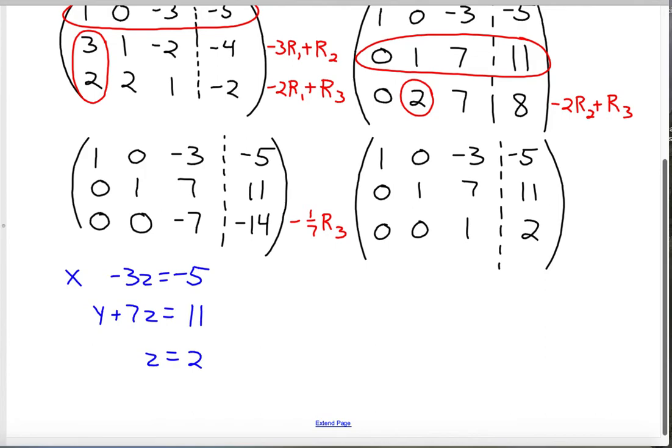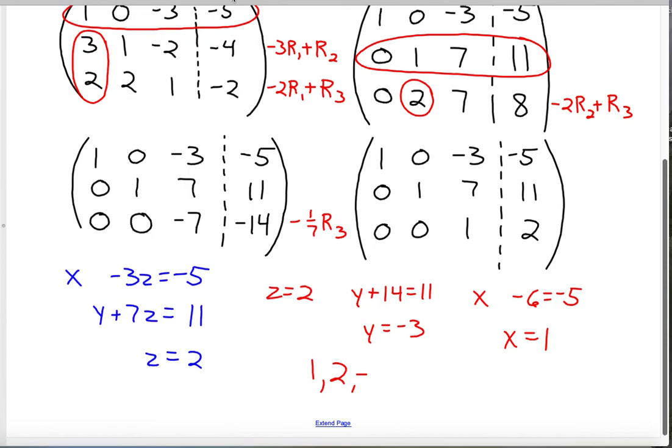So for my solutions, we know z is equal to 2, and then plug that into the second equation. y plus 7 times 2 equals 11. So y is equal to -3. And then plug the values into the first equation, actually only the z value I need. When I plug 2 in, I get x minus 6 equals -5. So x is equal to 1. So the solution to this system, if I write it in the right order, is 1, -3, 2.